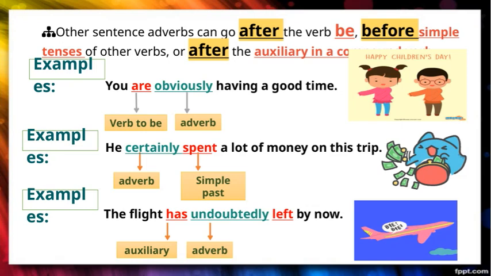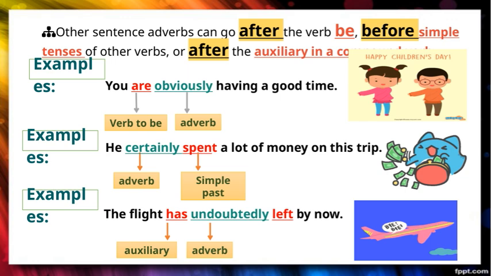Now, let's take a look at how auxiliaries and adverbs work together in different sentence positions. An auxiliary, like "has" or "be," helps form different tenses or voices, and adverbs can modify these auxiliaries to give more nuance. For example, in the sentence, "The flight has undoubtedly left by now," the adverb "undoubtedly" emphasizes certainty and is placed after the auxiliary "has."